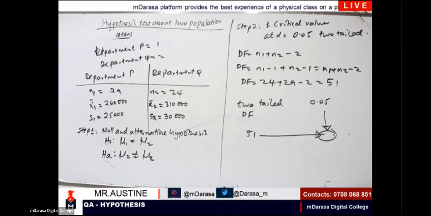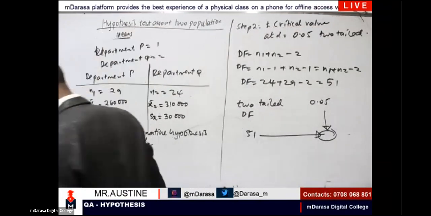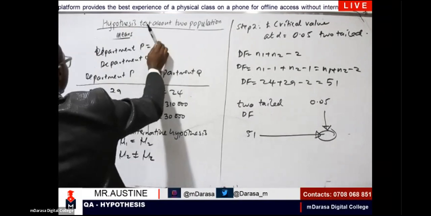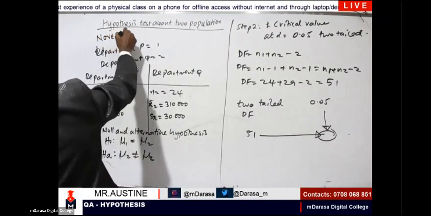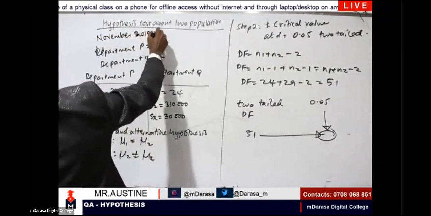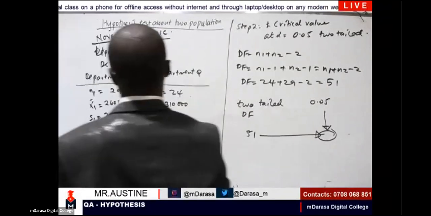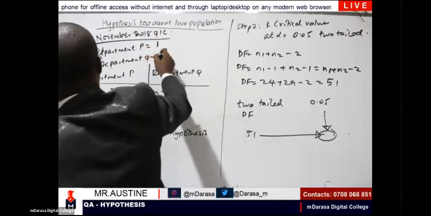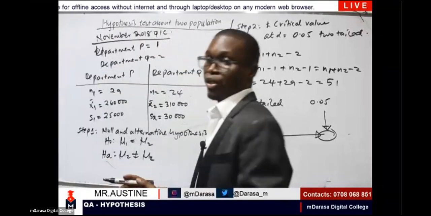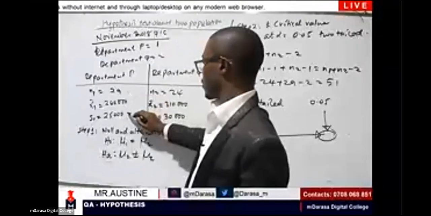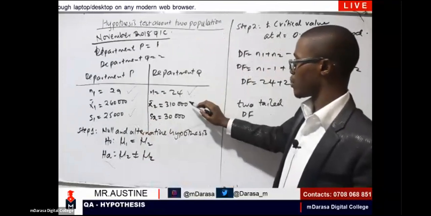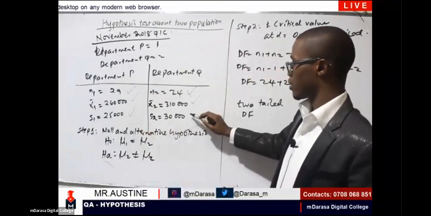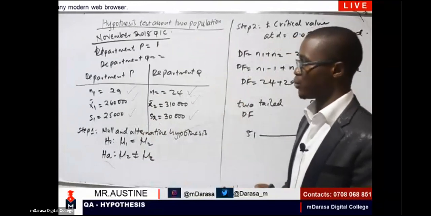So since I was off, maybe you could not hear me. We are working with November 2018 question 1C. For November 2018 question 1C, we have Department P and Department Q. Department P has a sample mean of 260,000 with 25,000 as the standard deviation. The sample size is 24. For the other, the sample mean is 310,000, and the sample standard deviation is 30,000 for the two departments.